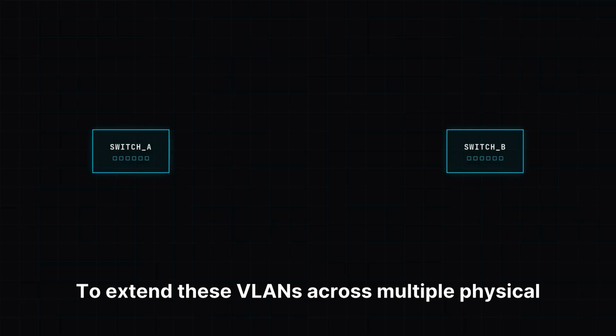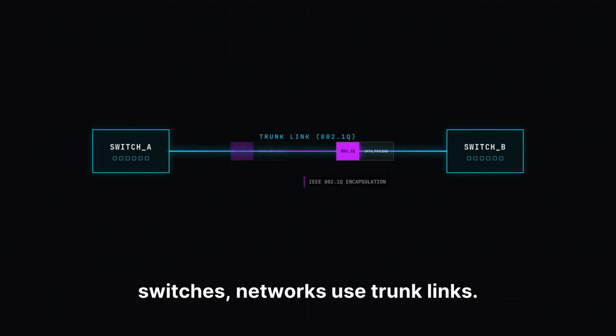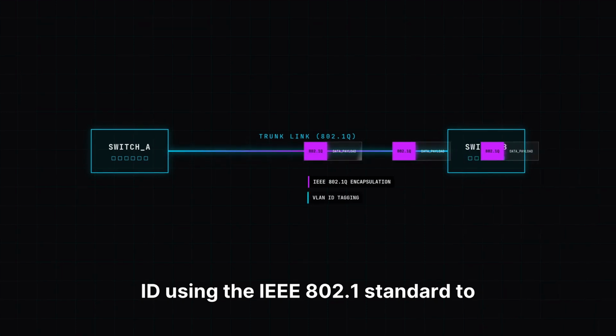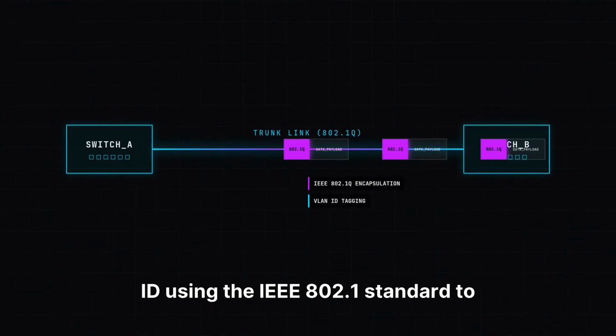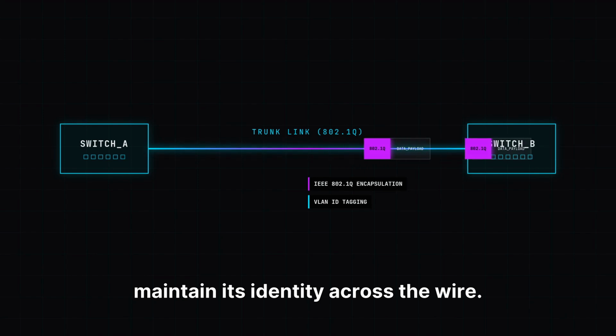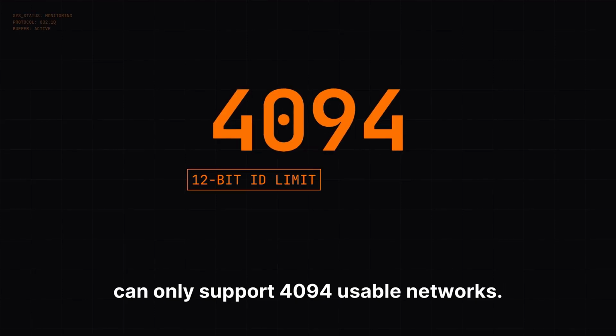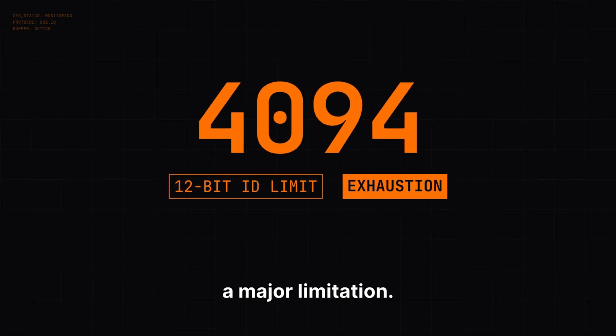To extend these VLANs across multiple physical switches, networks use trunk links. Each frame is tagged with a VLAN ID using the IEEE 802.1Q standard to maintain its identity across the wire. But there's a catch. VLANs use a 12-bit identifier, which means they can only support 4094 usable networks. In a modern hyperscale cloud, that becomes a major limitation.